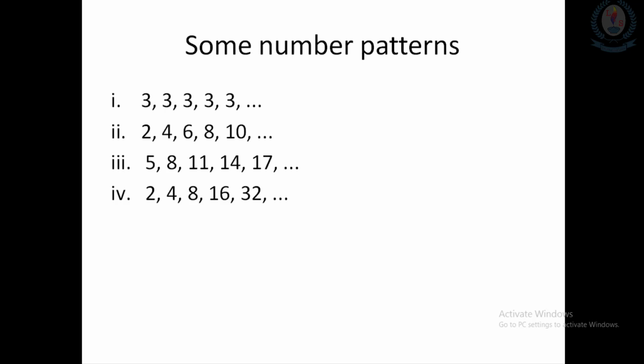Fourth one, 2, 4, 8, 16, 32. 2 multiplied by 2 is 4. 4 multiplied by 2 is 8. 8 multiplied by 2 is 16. So what is the rule? Multiply by 2.